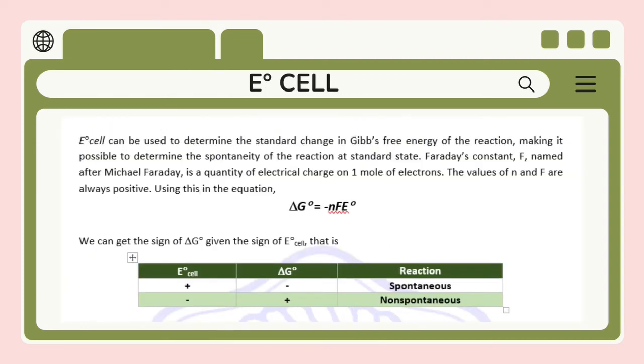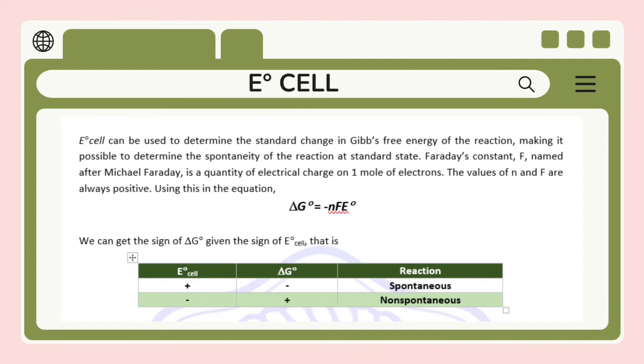So E cell can be used to determine the standard change in the Gibbs free energy of the reaction, making it possible to determine the spontaneity of the reaction at standard state. Faraday's constant, or letter F, named after Michael Faraday, is the quantity of electrical charge on 1 mole of electrons. So the values of n and F are always positive. Using this equation, delta G is equal to negative n multiplied by F and E.